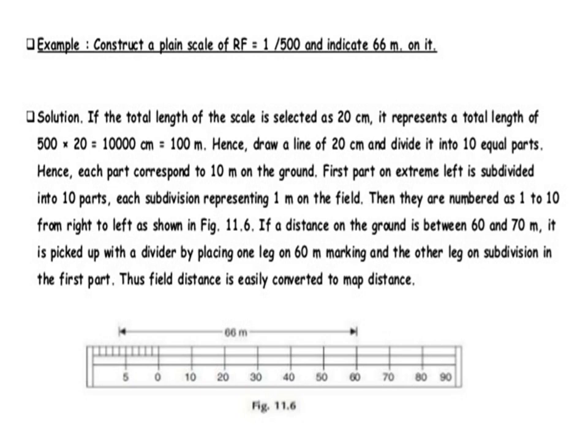First part on extreme left is subdivided into 10 parts, each subdivision representing 1 meter on the field. Then they are numbered as 1 to 10 from right to left as shown in the figure. If a distance on the ground is between 60 and 70, then it is picked up from a divider by placing one leg on 60 meter, that is on the right part marking, and other leg on the subdivision of the first part. Thus field distance is easily converted to map distance.